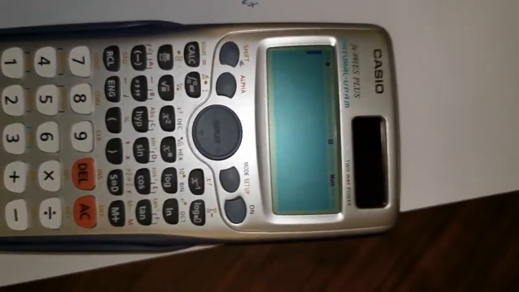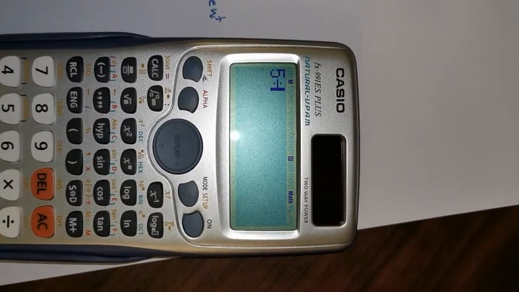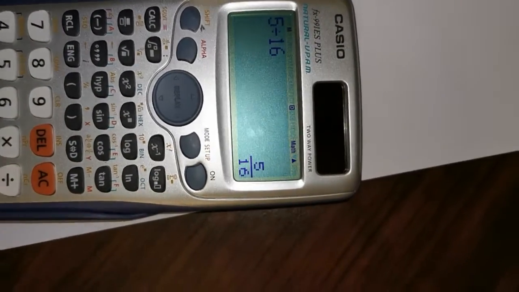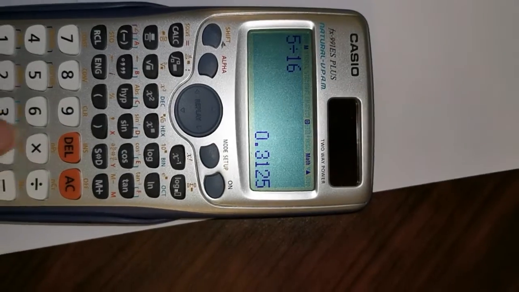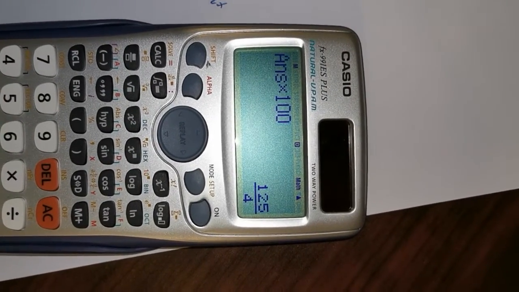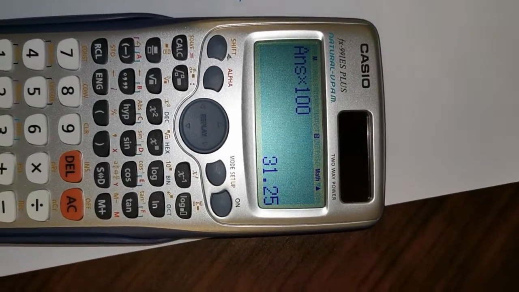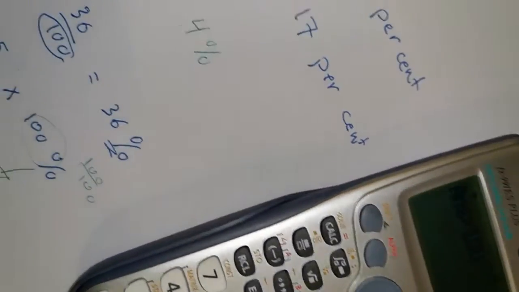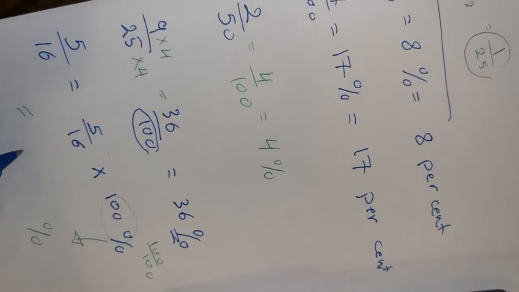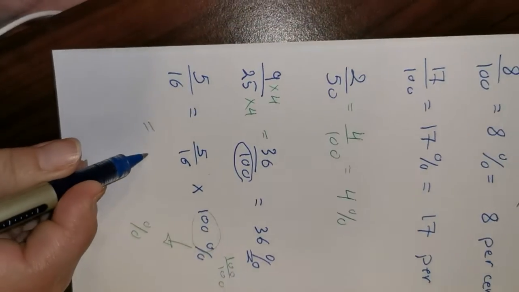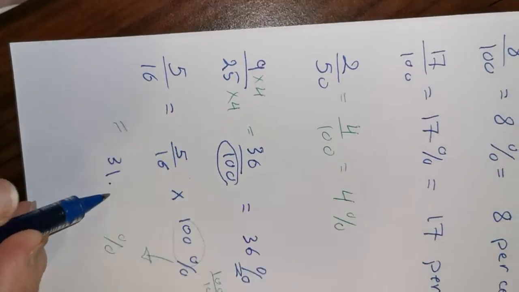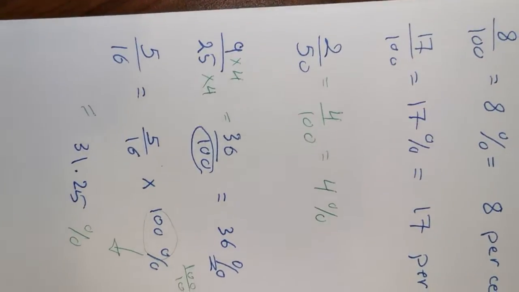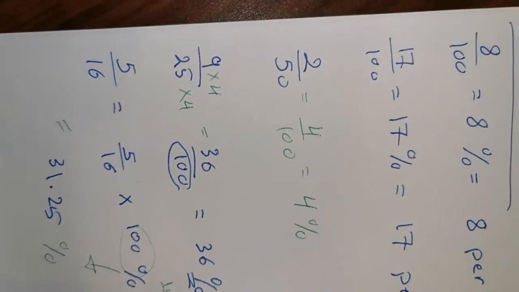Okay, 5 divided by 16 times 100 is equal to 31.25. So 31.25%. One more example.